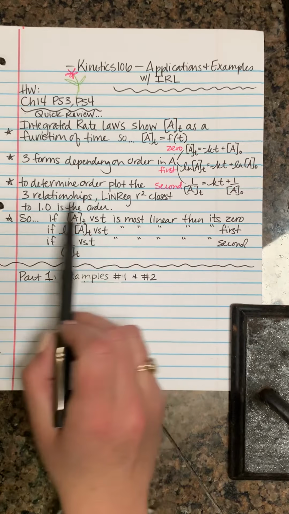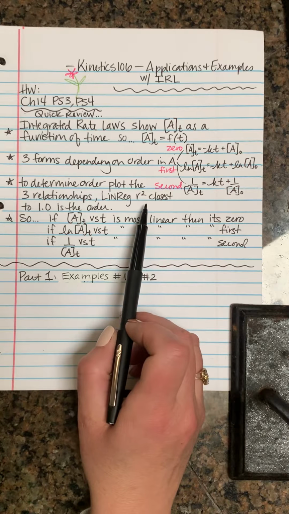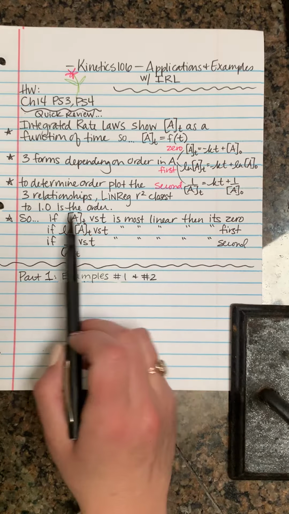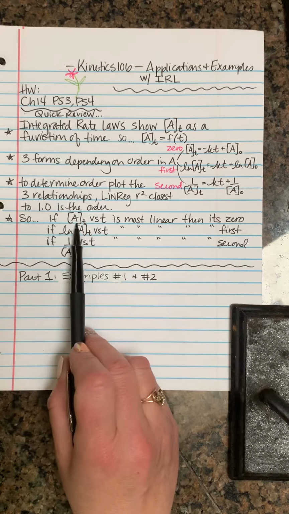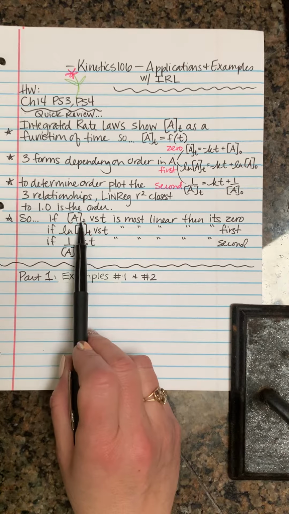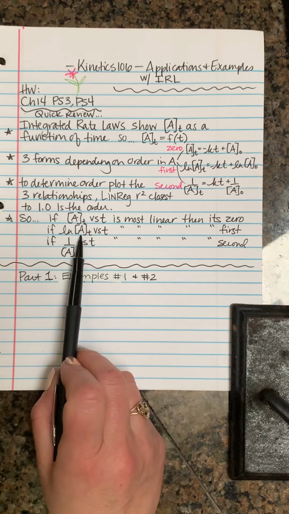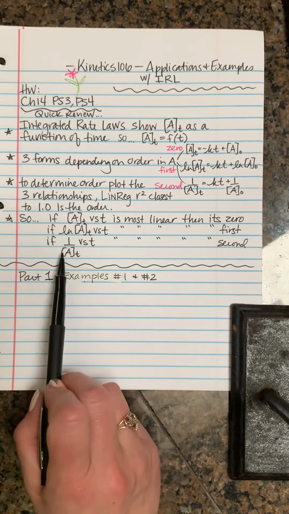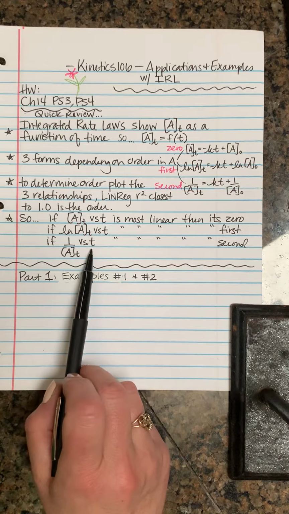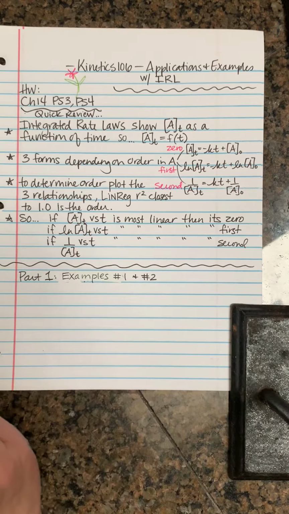To determine the order, just plot the three relationships, linear regression, both of them. The one with the r squared value that's closest to 1.0 tells you which order it is. So if A sub t concentration versus time is most linear, then it's zero order. If natural log of concentration versus time is most linear, then it's first order. And if 1 over concentration of A sub t versus time is most linear, then it's second order.